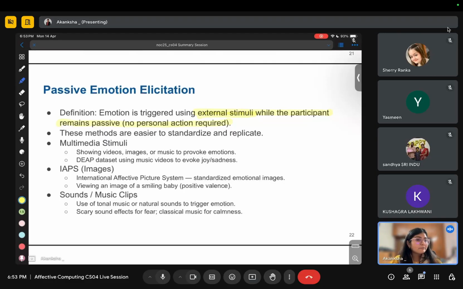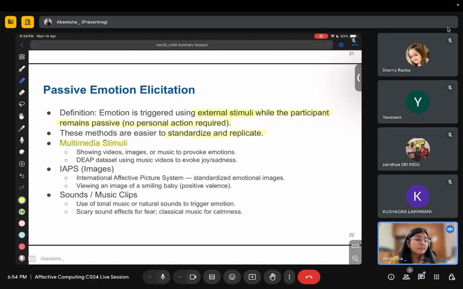And this thing will be very easy to standardize because I'm showing everyone the same prompt, the same stimulus, the same video, and since it is scary, most of the people will be scared only. So it is designed to induce fear in you. Okay? So these are easier to standardize and replicate.